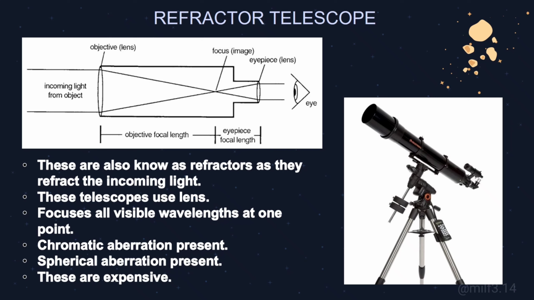This type of telescope was used by Galileo and Kepler, hence called Galilean and Keplerian telescopes. They are long in length because after getting bent, the light needs to travel in a straight line to focus at a single point. Hence, a larger lens means a longer focal length and hence a longer optical tube. These are expensive as manufacturing of lenses is also expensive. This telescope shows chromatic aberration and spherical aberration.